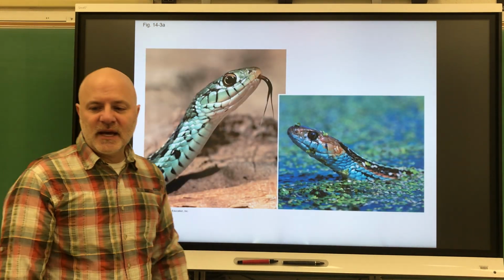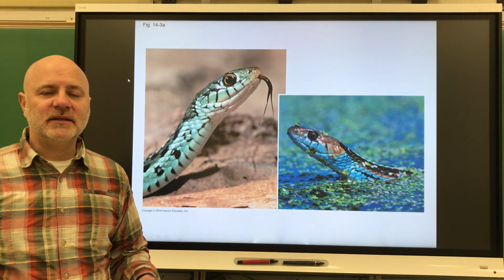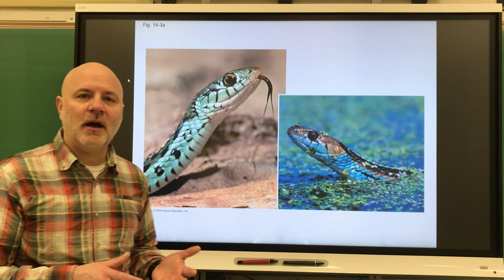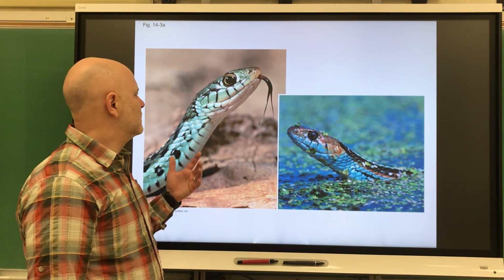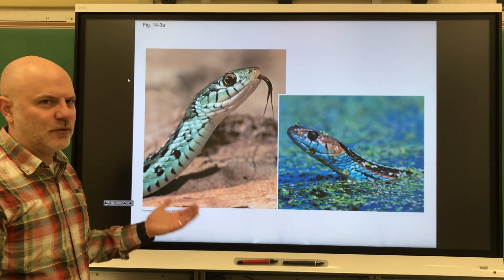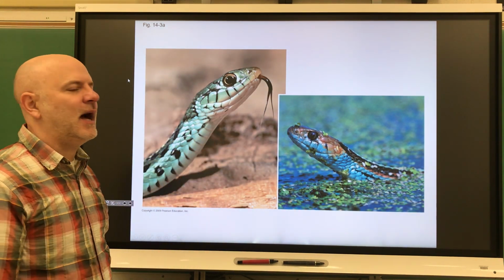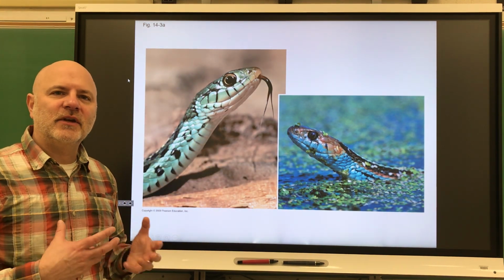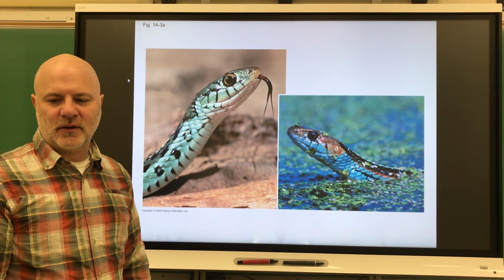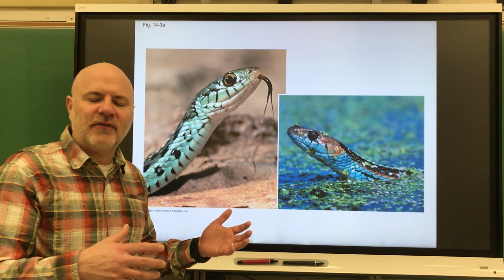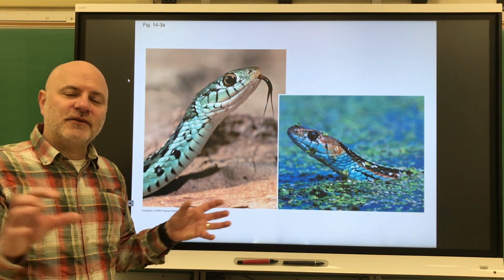All right, next is ecological isolation. And here, two species live in the same area, but in different habitats. This is showing a couple of garter snakes or ribbon snakes. One lives in a swampy area, one does not. And so because they live in different areas, they don't reproduce with each other. Once again, sort of like geographical isolation, just not as far apart from each other.